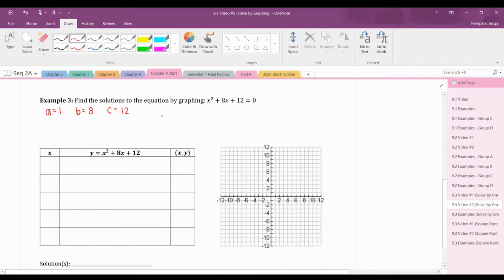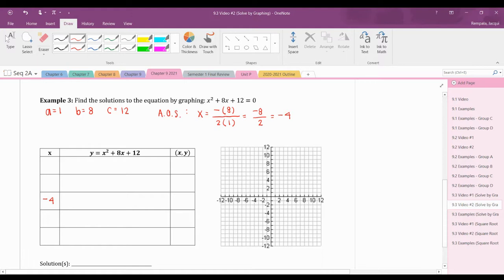I'm going to use those numbers a and b to find the axis of symmetry. So x equals negative and then the b, which is 8. And I'm going to divide that by 2 times a, which is 1. So it looks like we'll have a negative 8 in the numerator. 2 times 1 is 2. When I divide, I'll get negative 4. So that's what's going to go in the middle of my table.